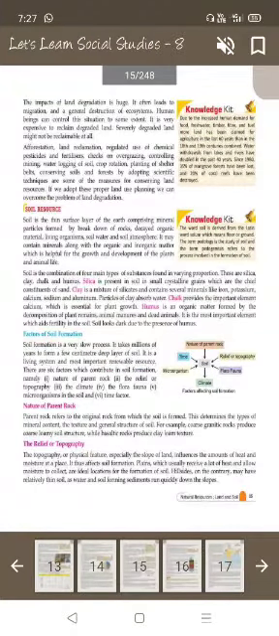The impact of land degradation is huge. It often leads to migration and general destruction of the ecosystem. Human beings can control this situation to some extent. It is very expensive to reclaim degraded land.